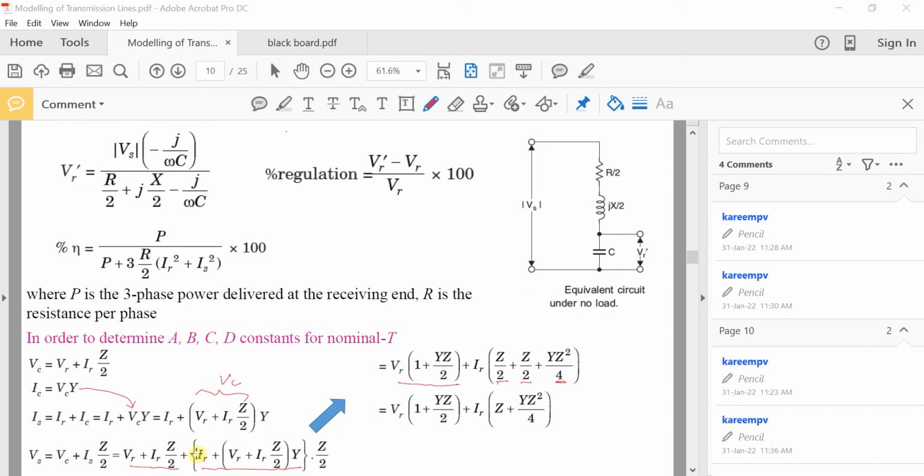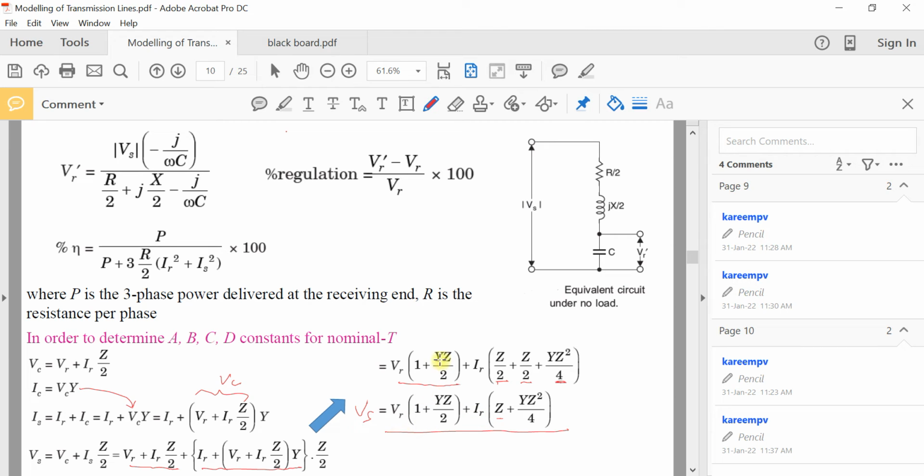So we get this expression. If you rearrange the terms of VR and IR here, we get this expression, which can be simplified as VR into 1 plus YZ by 2, plus IR into Z by 2 plus Z by 2, that is Z, and here we have YZ squared by 4. So finally we get this expression, and that is equal to Vs. Vs is equal to VR into this term plus IR into this term. That means Vs is expressed in terms of VR and IR.